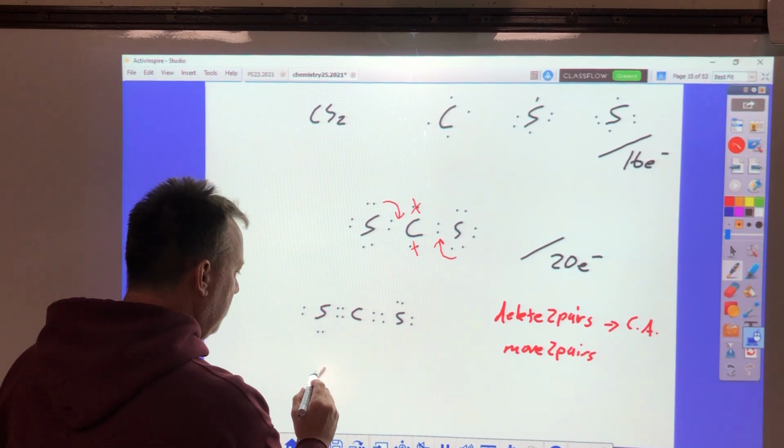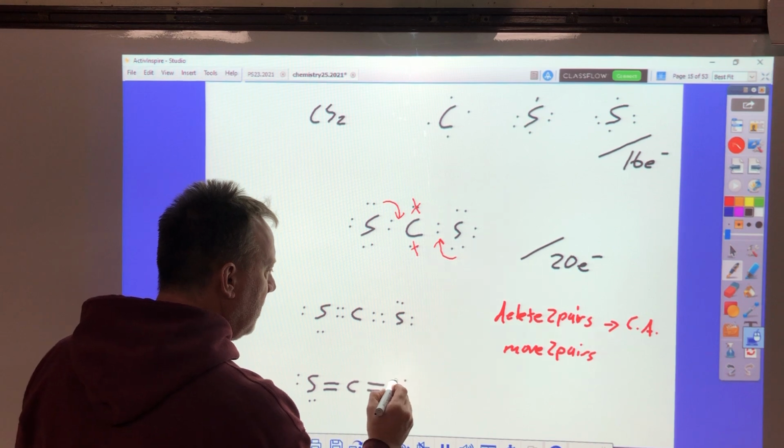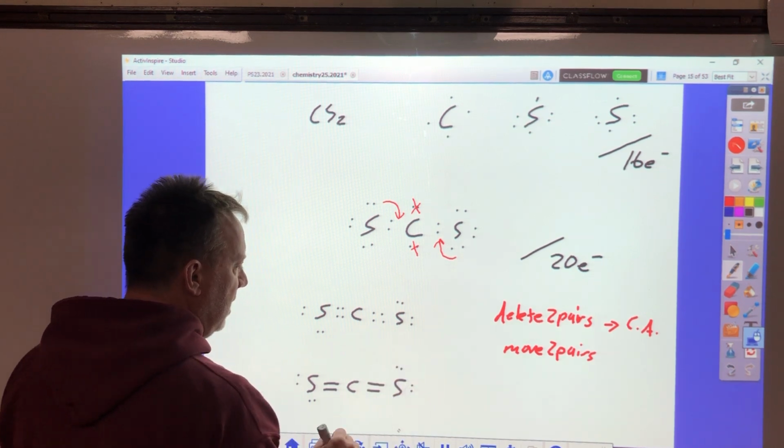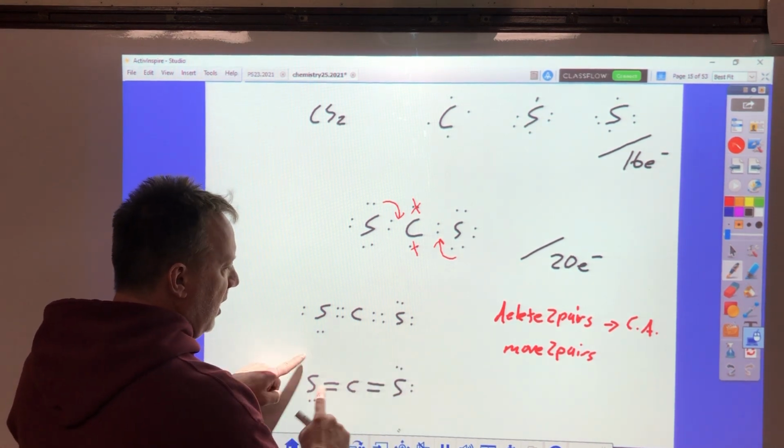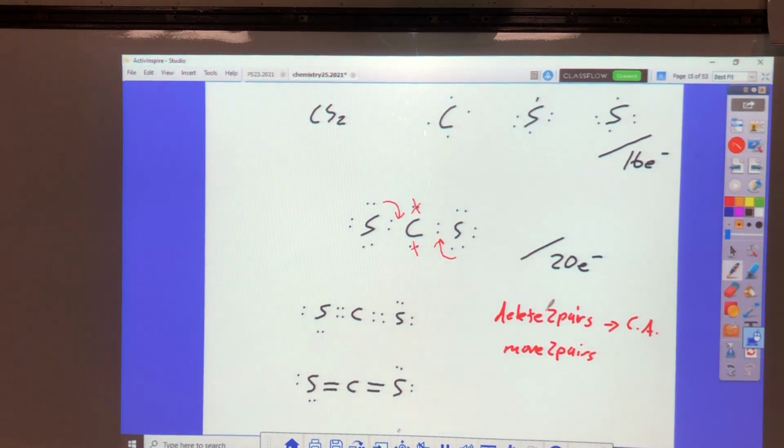So when you're done, we go like this. And to get farther from each other, these would move over here and these would move down here. And that's what carbon disulfide would look like.